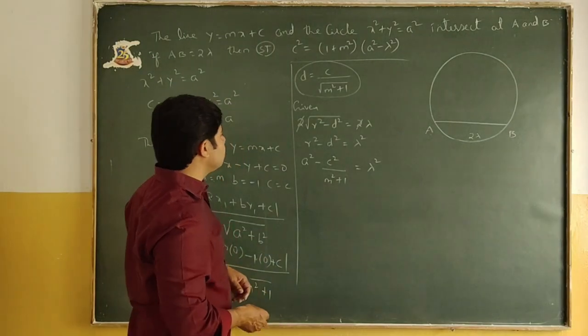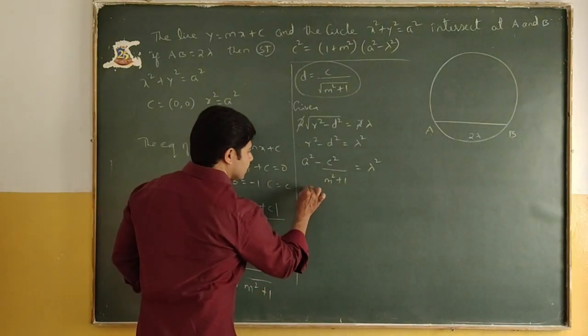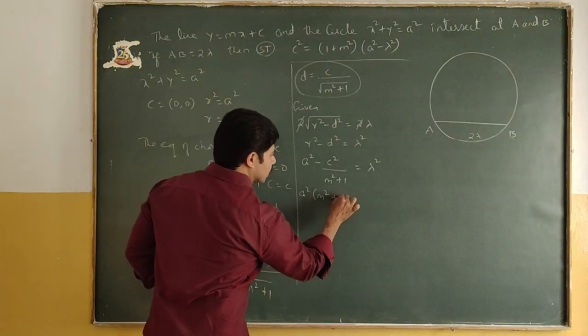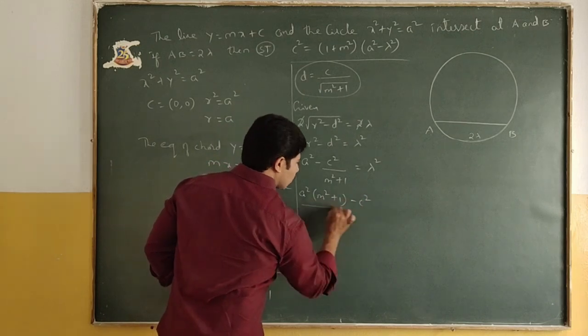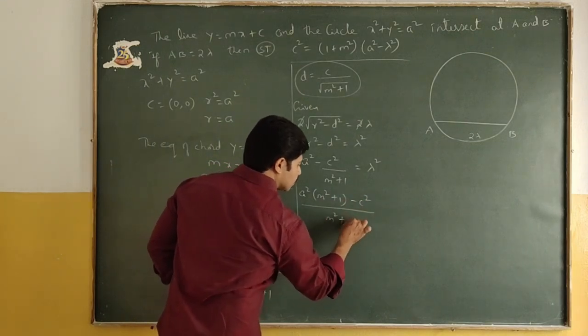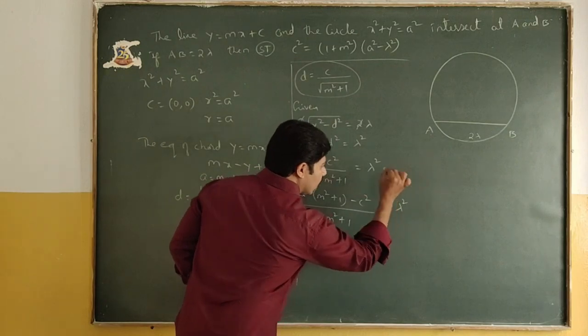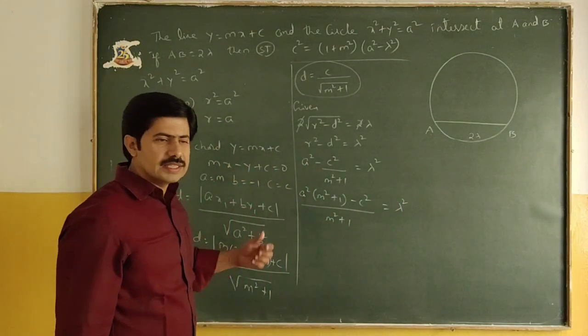Now we simplify this: a² − c²/(m² + 1) = λ². Here we took the LCM, giving a²(m² + 1) − c² over (m² + 1) equals λ².